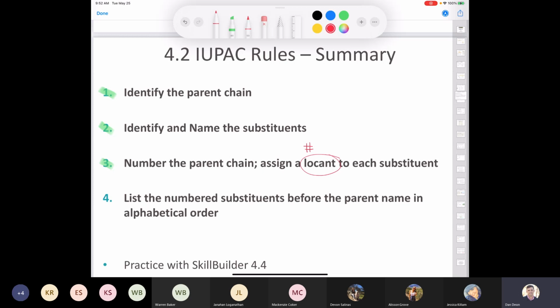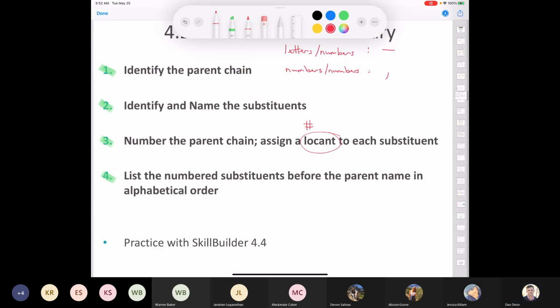You list the numbered substituents before the parent name in alphabetical order. There's one more rule that I want to mention: if you have letters and numbers, they are separated by a dash. Whereas if you have numbers and numbers in a name, they're separated by a comma. And if you have letters and letters, they're not separated by anything.